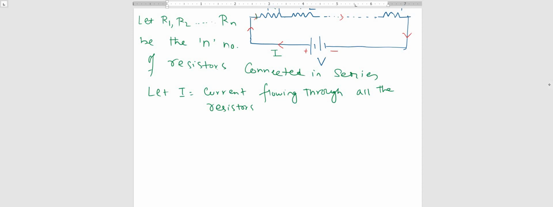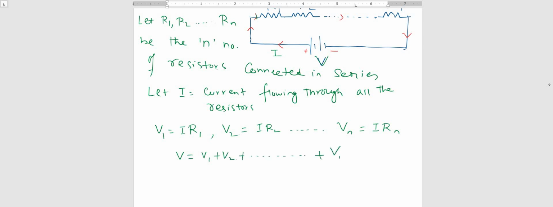So what is V1? V1 will be equal to I into R1, V is equal to I into R, na? Similarly V2 will be how much? I into R2, like that. এখন করতে করতে what is Vn? Vn is equal to I into Rn. So what is the net potential? Applied potential is V, na? So V will be equal to V1 plus V2 plus Vn.